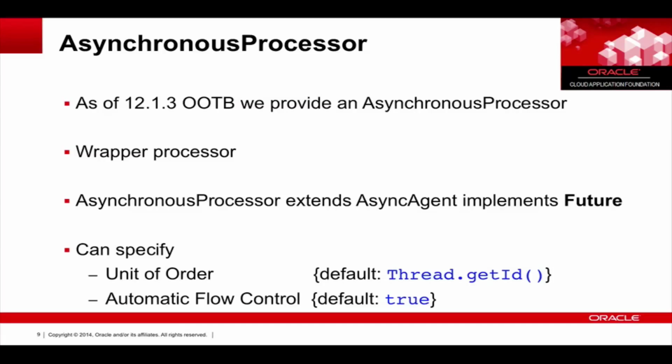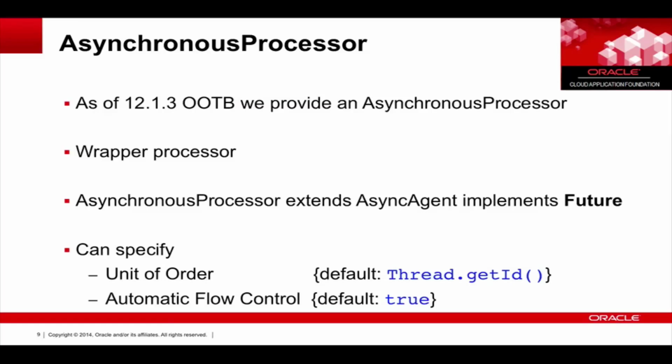The asynchronous processor itself takes the entry processor that needs to be submitted. So it's kind of a wrapper processor. And the asynchronous processor itself is a future, and that's because it extends from asynchronous agent. So what that means is that from a client's perspective, once you submit the asynchronous processor and you go off and do some extra work, you can actually call get on the asynchronous processor, and it will block the current thread until the response is received. And as well as that, we can change the behavior on the asynchronous processor in a couple of ways.